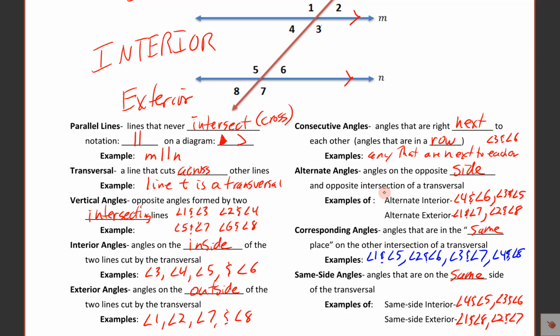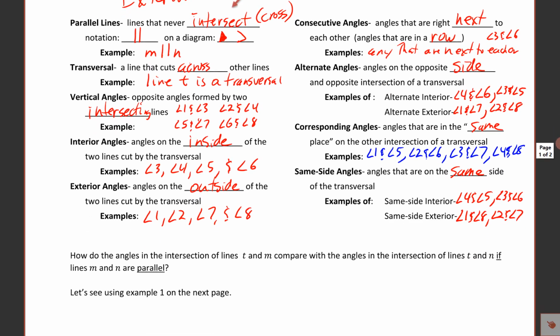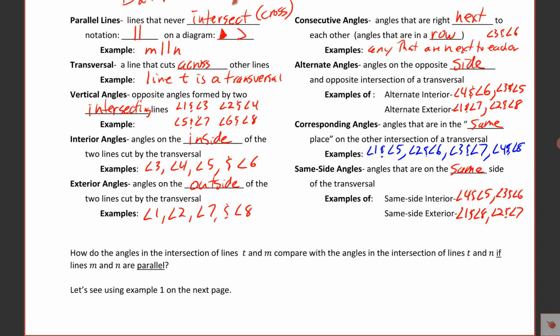Seems like a ton to keep track of, and that's why we're going to spend several days talking about these. For some of the assignments, all you need to do is identify the pairs that are indicated, and then we're going to use some more complicated ideas to figure out what's going on. So the next question is, how do the angles in the intersections of lines T and M compare with the angles on the intersection of line T and N if lines M and N are parallel?